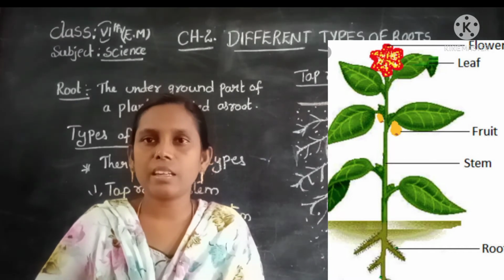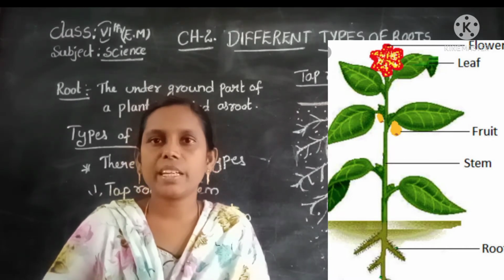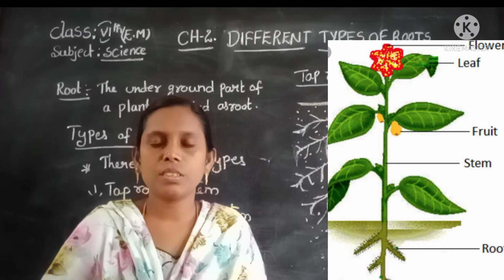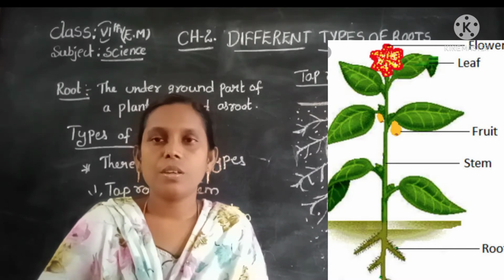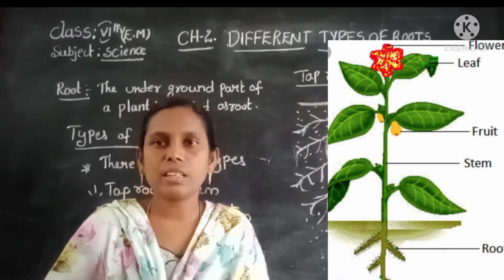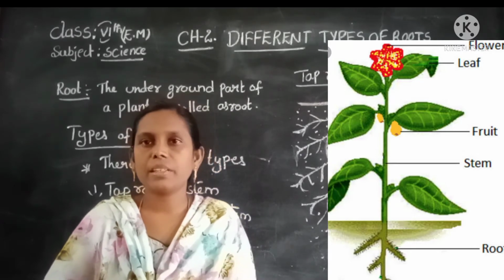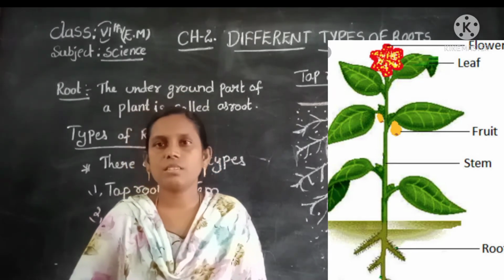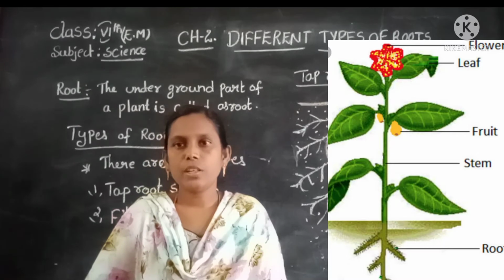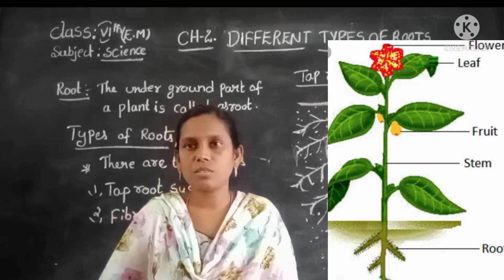Today we are learning an interesting topic, different types of root systems. Roots, the underground part of a plant, are called roots. There are two types of root systems.